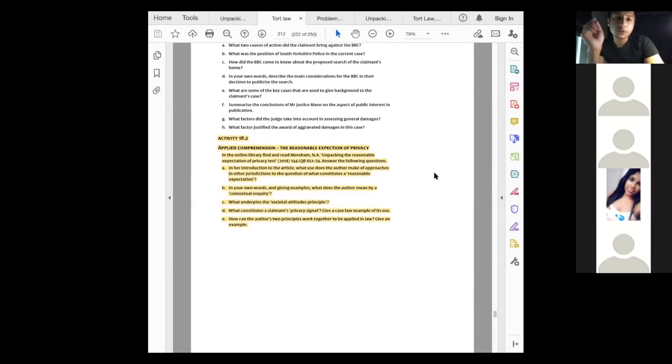In our introduction to the article, what use does the author make of approaches in other jurisdictions to the question of what constitutes a reasonable expectation? So this is the question which someone was referring to in their discussion, I think, before. The Californian case. So what is the answer to this question?